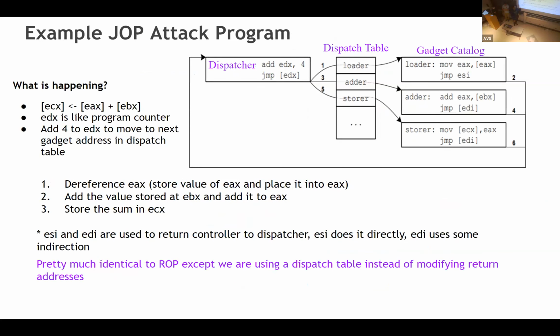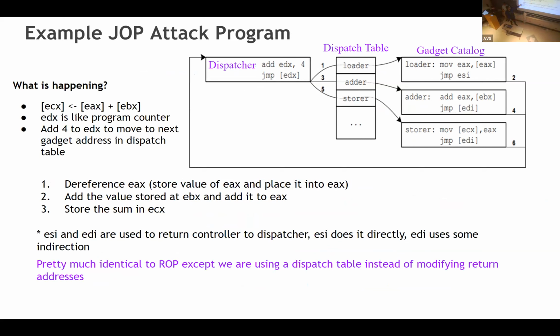This is a more in-depth look at the actual attack itself. At a very high level, we're taking the values of EAX and EBX, summing them together and moving them into ECX. As I mentioned earlier, in the dispatcher gadget, EDX serves as the program counter. And when we add 4 to it every time, we're going through each address in the dispatch table.